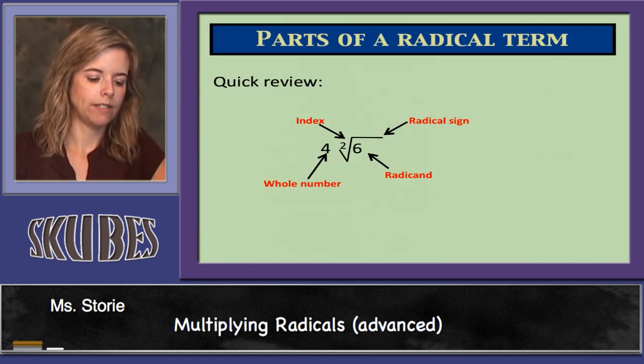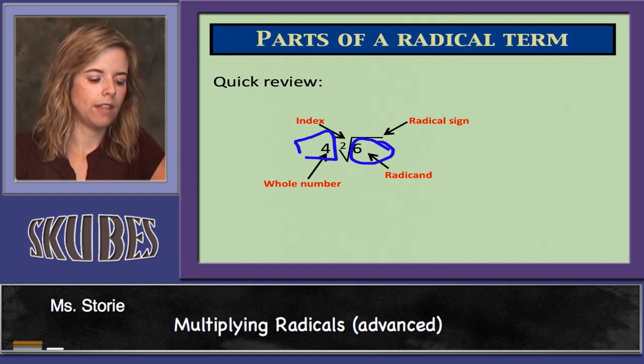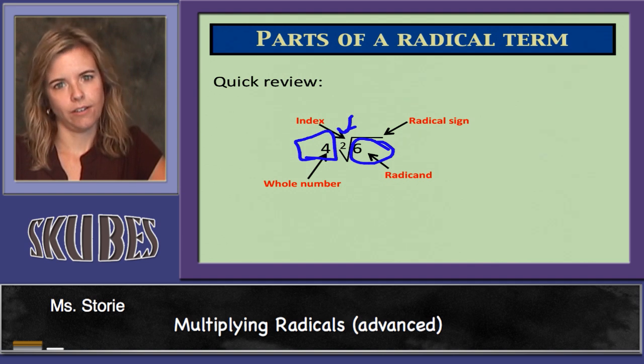Quick review: when I say radicand, we're talking about anything that's under the radical sign. A whole number is anything sitting way outside of the radical sign, and then our teeny tiny number right there is our index.